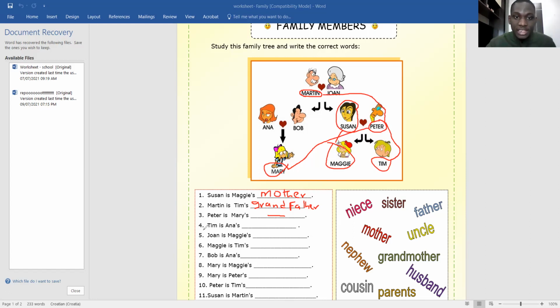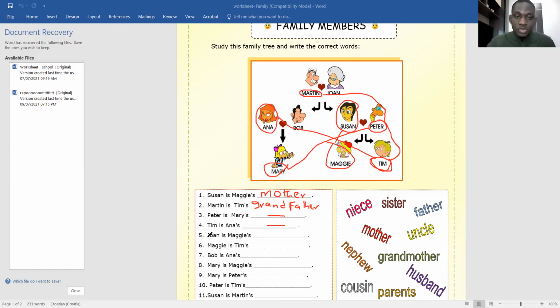Number four. Tim is Anna's. Tim, where is Tim in the family tree? Here. Tim, look at Tim here. Where is Anna? Tim is Anna's what? Okay, you have to write it by yourselves here. Look at the family tree and then think and then write the answers by yourselves, okay?